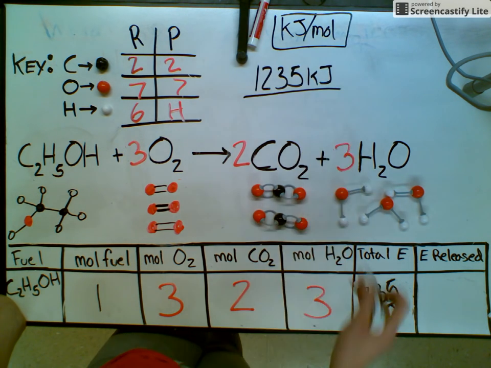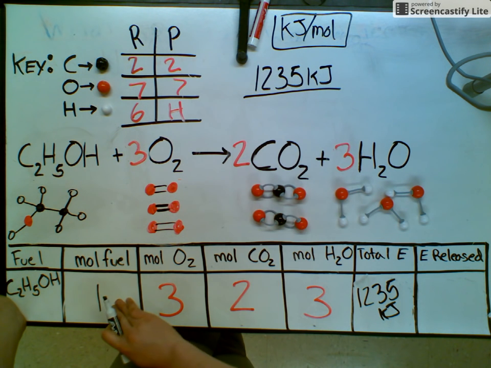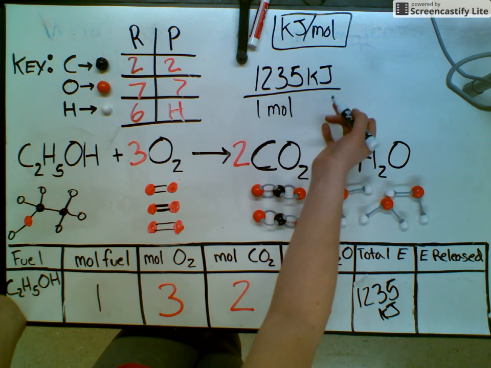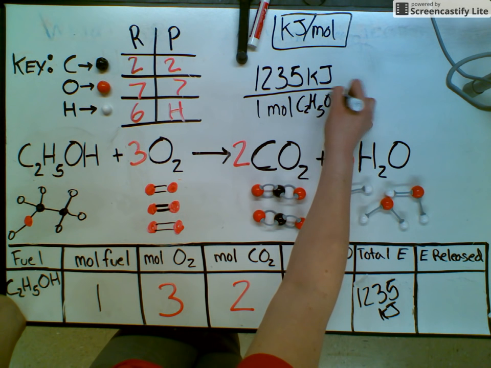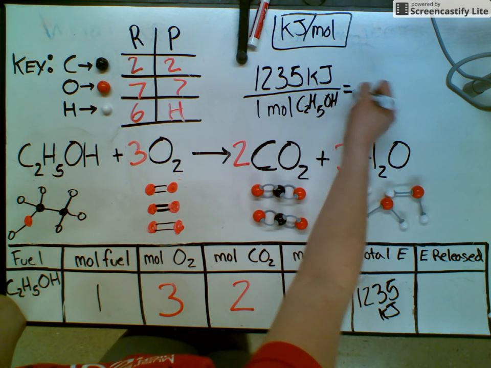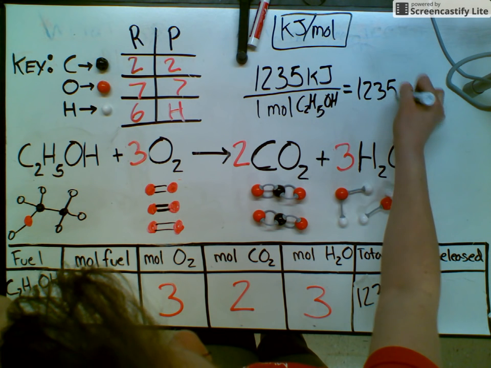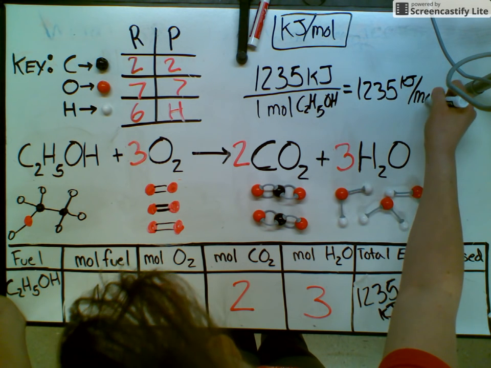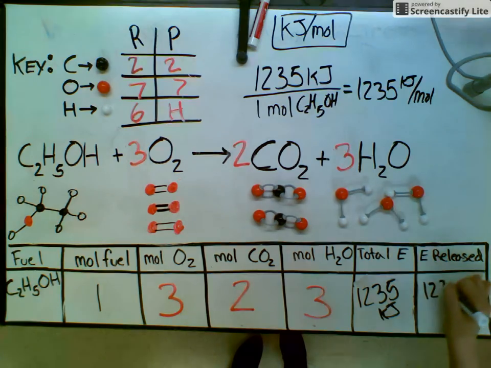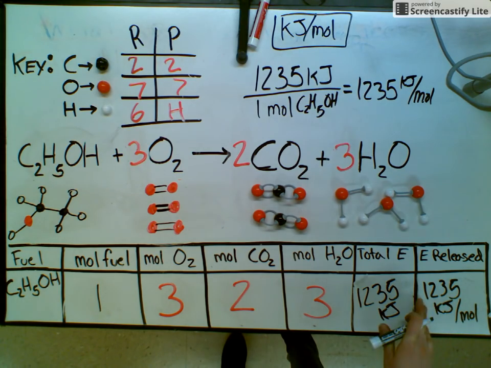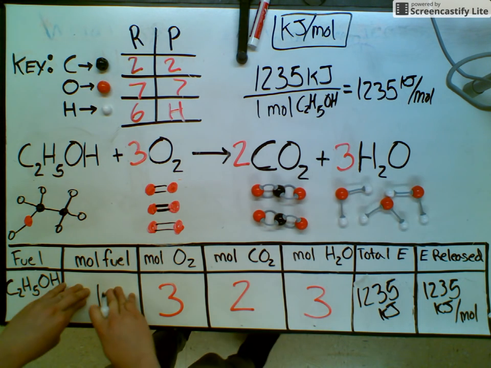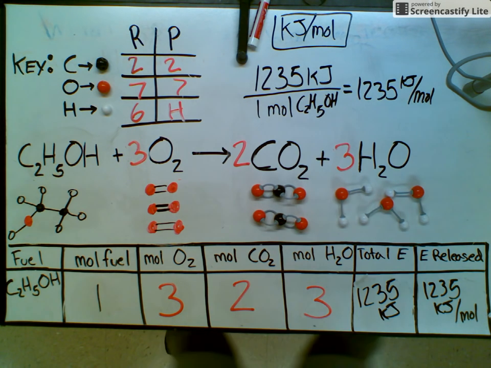So we're going to go ahead and just take what we have here and divide it by how many moles of fuel we have. We only have 1 mole of fuel. So that's 1 mole of C2H5OH, which gives us 1,235 kilojoules per mole. And that's what we'll write right here. Now, numerically, it's the same, but the units are different. So you can see that per mole, we have actually 1,235 kilojoules per mole are released per mole of this fuel.